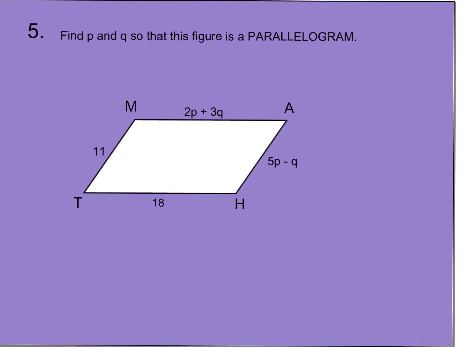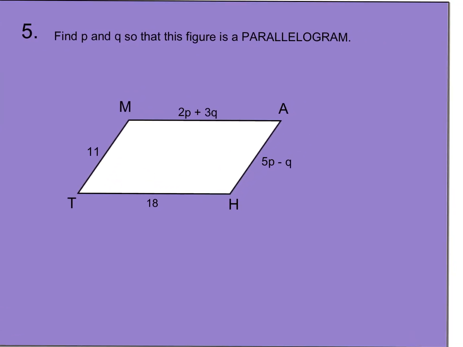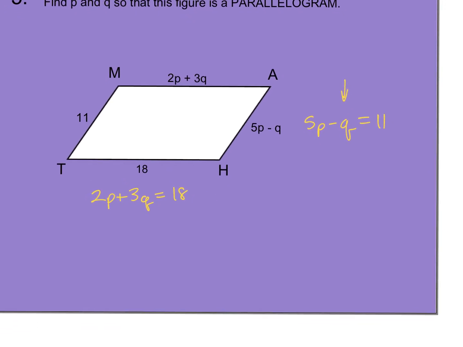Find P and Q so that this figure is a parallelogram. Parallelogram, remember, has opposite sides equal. So 2P plus 3Q equals 18. And on this side, 5P minus Q equals 11. Now, there's a couple different things I could do. Like I have a negative Q there. I could do some manipulation. I could add Q to the other side. I could bring 11 over. I could do substitution. That would be fine.